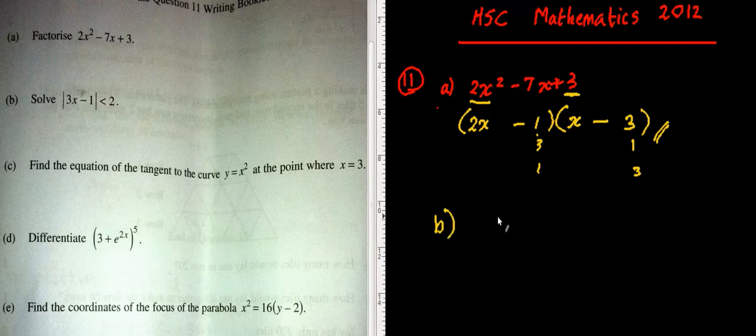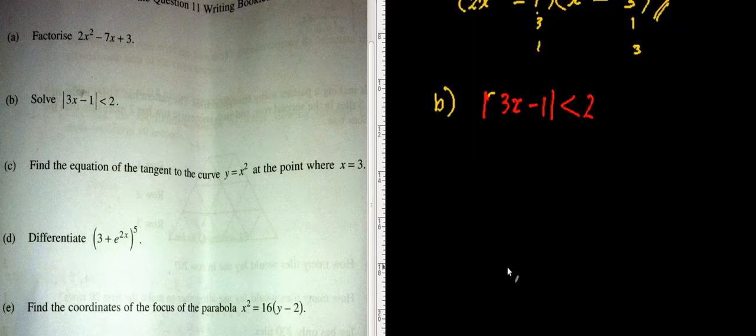Part B is asking me to solve this: the absolute value of 3x minus 1 is less than 2. To do these kinds of questions, you need to think of two different situations. One is when 3x minus 1 is positive, which implies that x is greater than a third. In that case, I just have 3x minus 1 is less than 2, so I need to solve that.